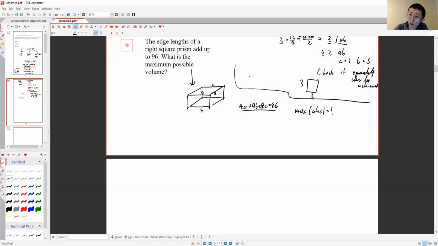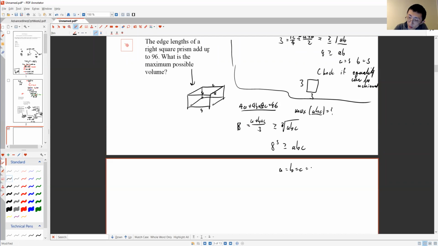So let's block this off. Then you can just divide by 12: a plus b plus c over 3 is 8, and that is bigger than or equal to the cube root of ABC. So the maximum volume would be 8 cubed. And we can achieve it when all the variables are equal to each other, so when all the variables are 8. So A equals B equals C shows we can achieve the equality case. It shows there exists such a parallelepiped.